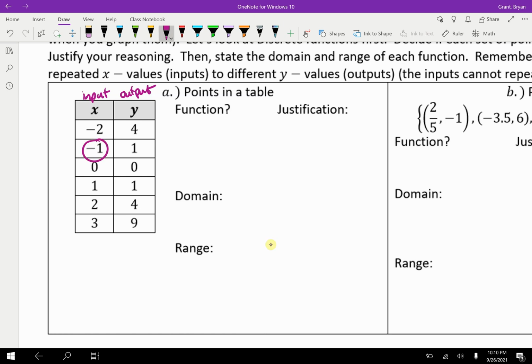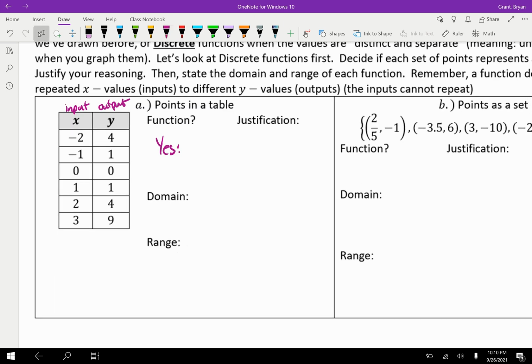And we do the same thing for the rest. There's only one -1, so that's an easy output. Only a single 0, single 1, single 2, single 3. Great, this is a function. What is my justification? Well, there's a few different ways to do this. You could just say each input, each x, only maps or only connects to one y. Sometimes people will think, and I wrote this up above, that the inputs didn't repeat, so therefore this is a function, right? So we're just looking to see if any of these numbers or values repeated here. However you'd like to say it, I'm just going to say each input only maps to one output.